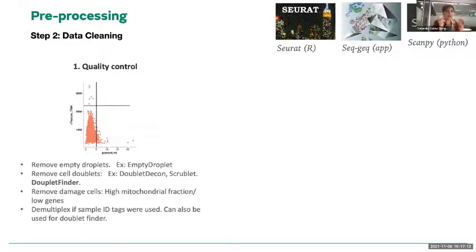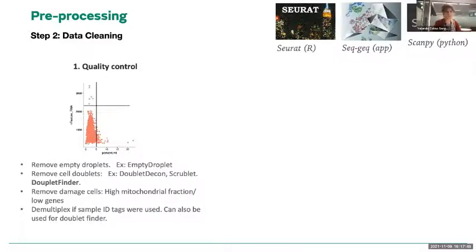But here you also have to be careful, depending on the sample you're looking at, because you might have a system like cancer where cells are highly metabolic and have high mitochondrial activity. So what I usually do is look at cells that have a high mitochondrial fraction but also a low number of genes. That way you make sure that the cells you are removing are actually damaged cells and not highly metabolic cells.